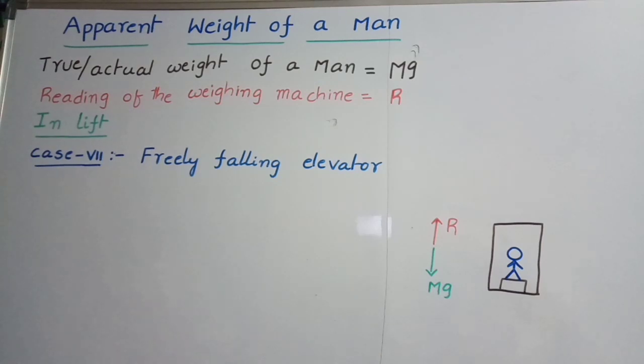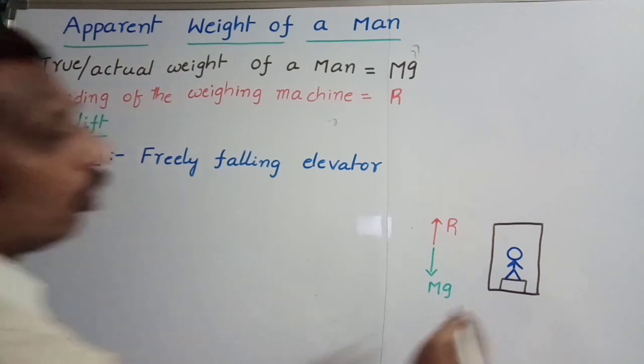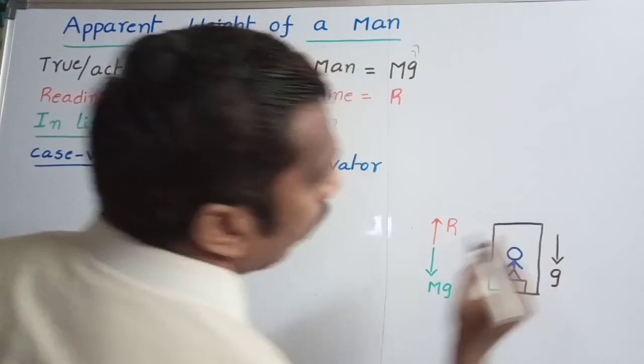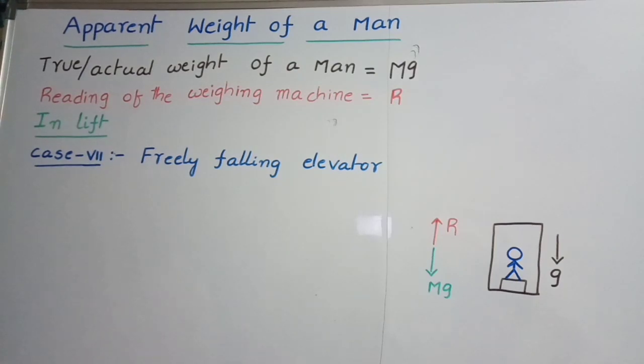Next case: freely falling elevator. Freely falling elevator means, suppose the lift cable is cut, then it is moving with uniform acceleration. This is said to be a freely falling elevator.